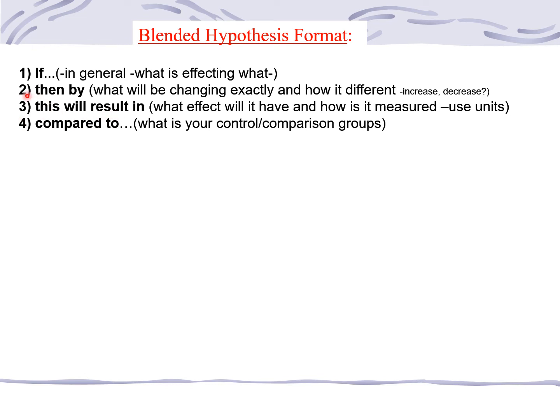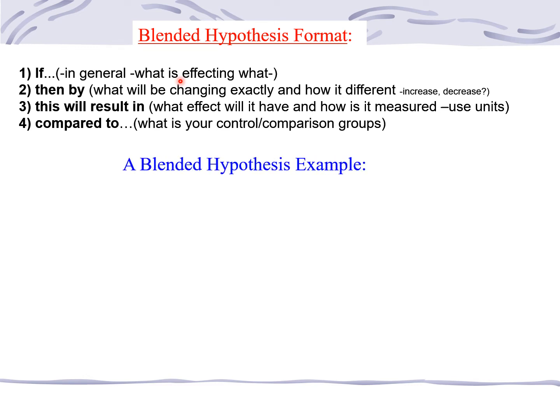The third step, this will result in. So when we made our changes, this will result in, well, what effect will this have? And how is that effect going to be measured? You would use units here. Are you using pounds? Are you using feet? Are you using centimeters? Are you using miles per hour? Are you using seconds? What is your unit of measurement? What exactly are you measuring? How are you measuring it? And we're going to make that measurement in comparison to our control groups, our comparison groups. And I'll clarify that a bit later on, but it's basically your baseline. What are you comparing your results to show if there's actually some kind of effect going on here?